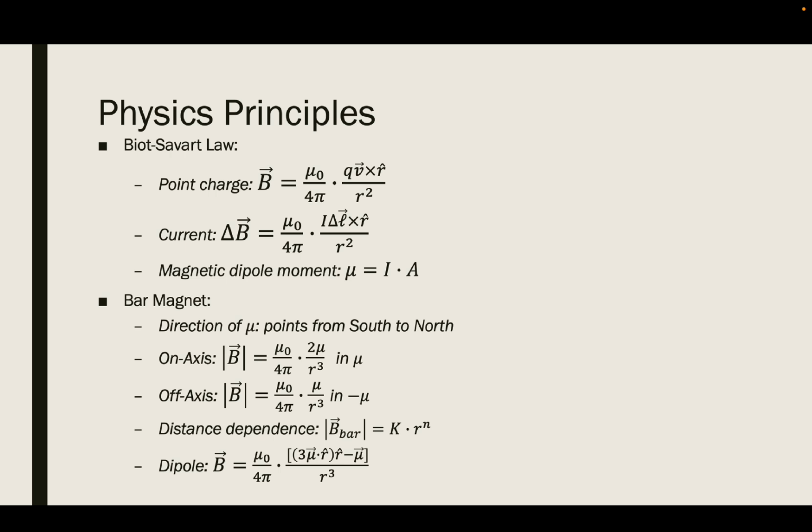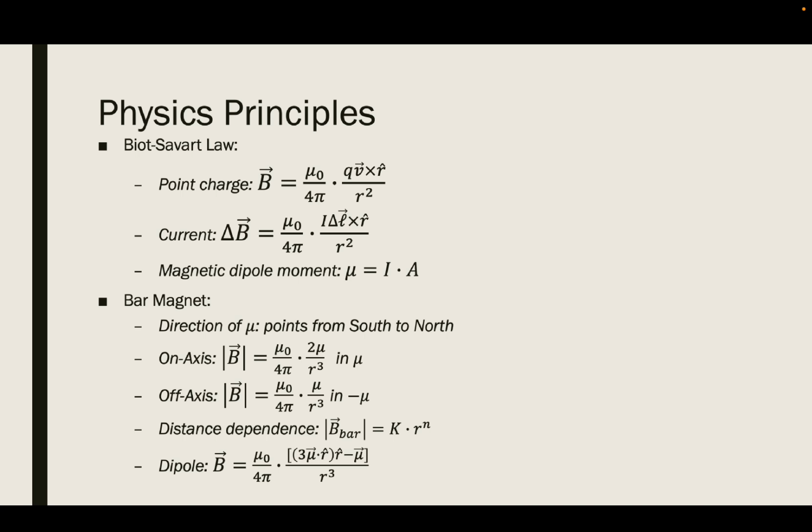A bar magnet is also a dipole magnet, so the following are the basic properties of a bar magnet. The direction of the magnetic dipole of a bar magnet points from its south pole to north pole, and the following equations are the magnitude of the magnetic field of the bar magnet on and off axis. We'll use these two equations in the measurements and coding part.